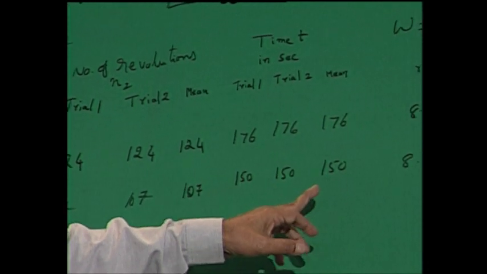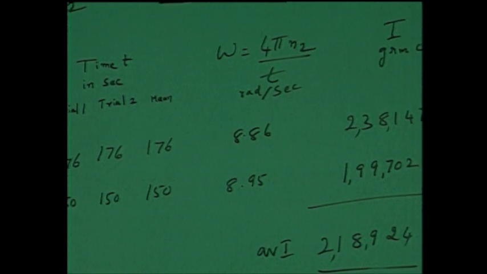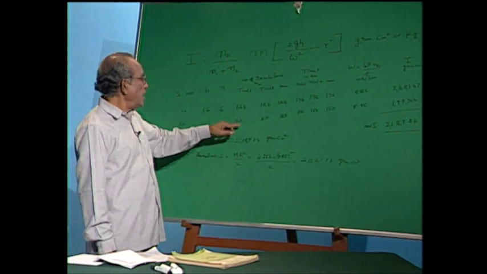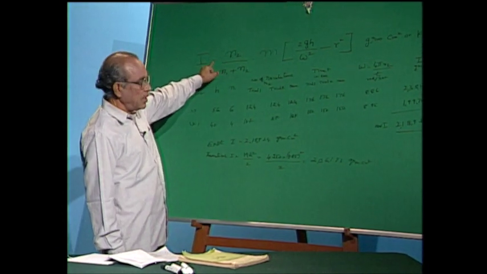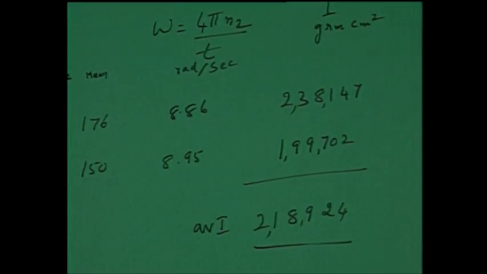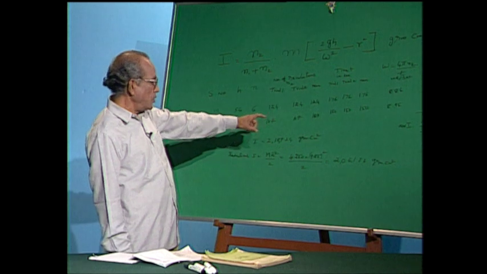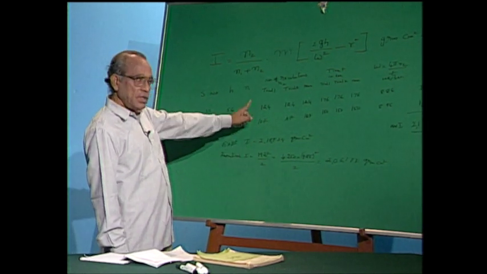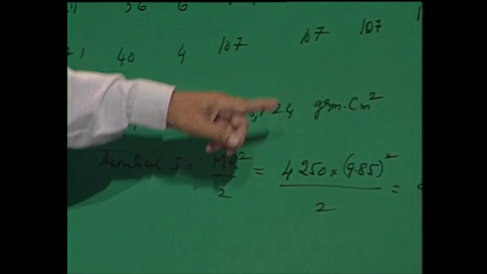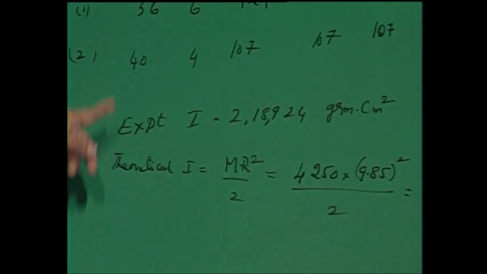First you will get it in minutes and seconds, which you convert into seconds, and the omega calculated with the values of n2 and t is 8.95. When this data is substituted in the formula for the moment of inertia, we get the result as 1,99,702 gram centimeter square. If you take the average of these two moment of inertia values, it is the experimental value. This experimental value I is 2,18,924 gram centimeter square.